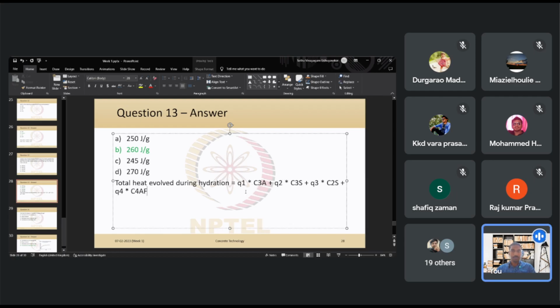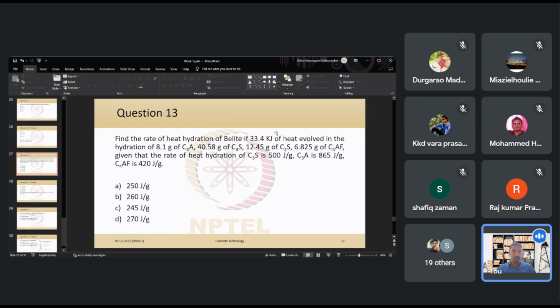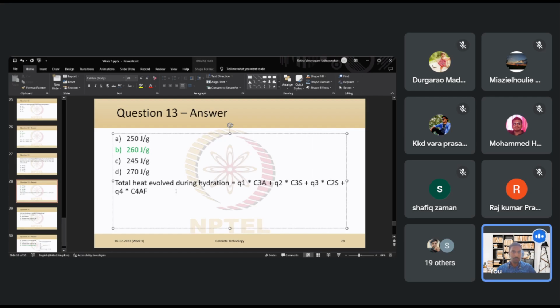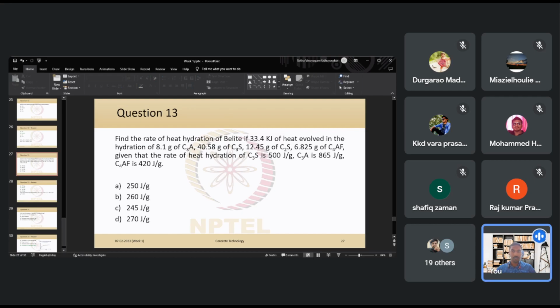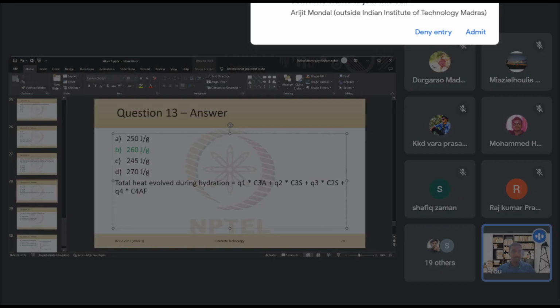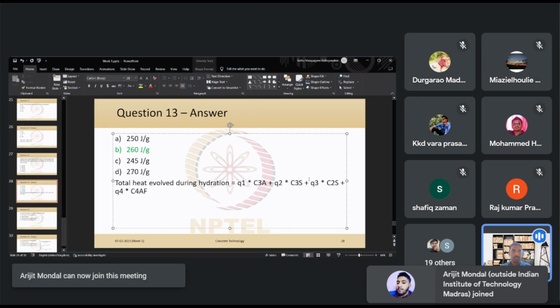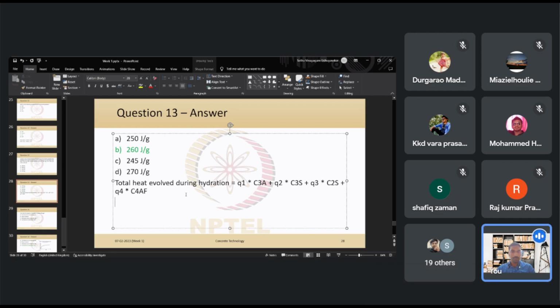So in this, what don't we know? We know the total heat evolved, which is given as 33.4 kilojoules, and we know the mass of all four compounds. We are given three rates of heat of hydration, for C3A, C3S, and C4AF. The question is about finding Q3, so Q3 is the unknown in this equation. It is simple: we have one equation, one unknown. We can solve that easily.